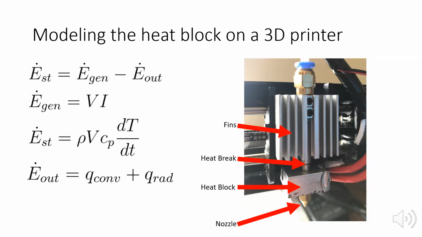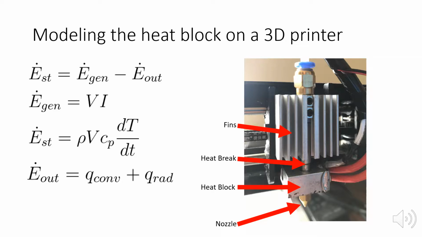For my project, I modeled the heat block on a 3D printer. As you can see on the picture on the right, the heat block is a rectangular shape near the bottom. This has a heater cartridge in it. The heat block's purpose is to heat up the nozzle, which melts and lays down the filament.